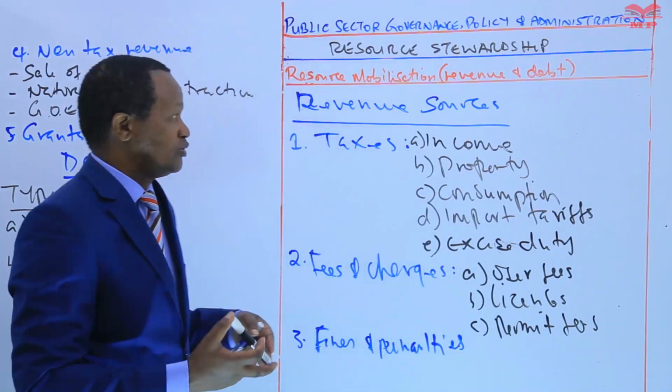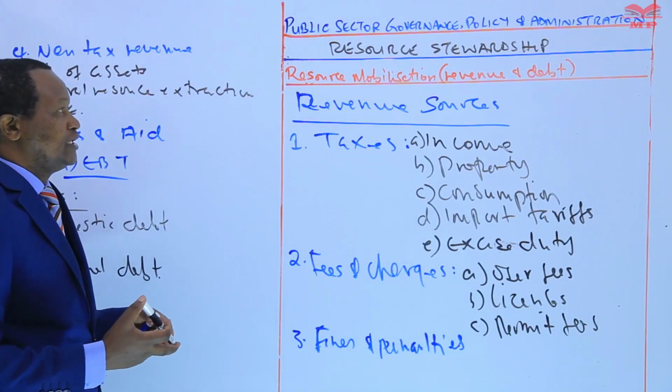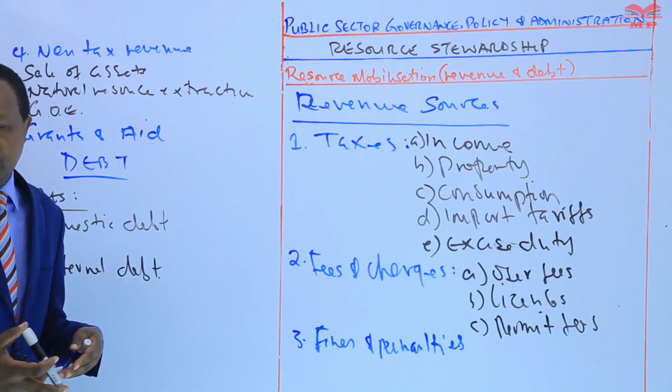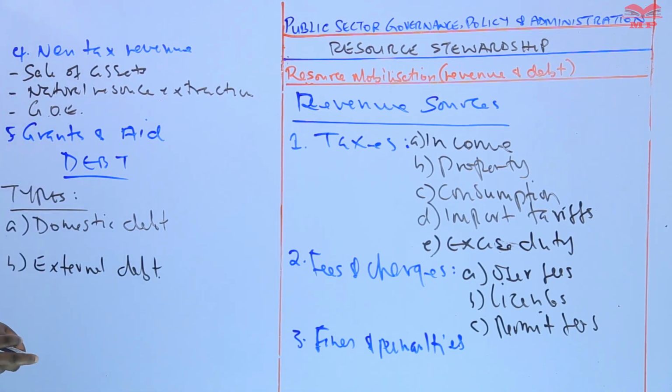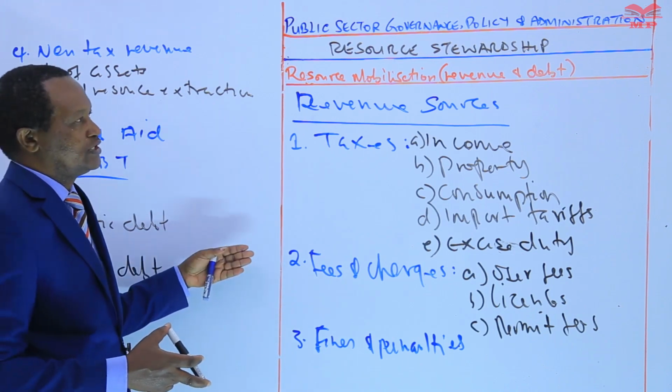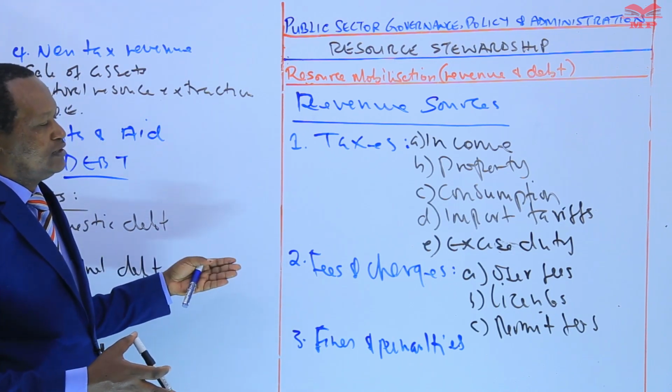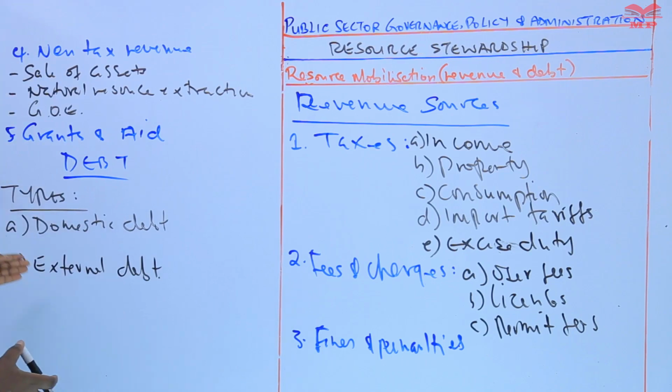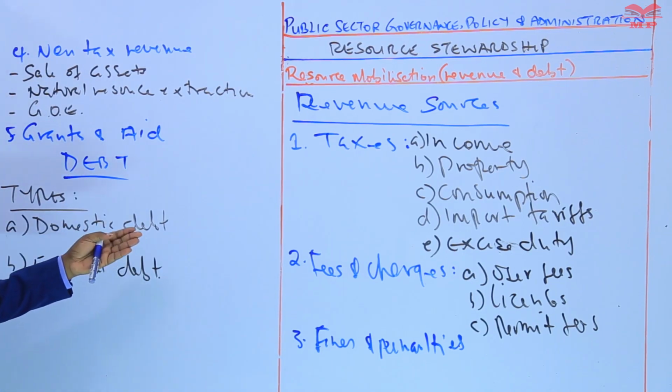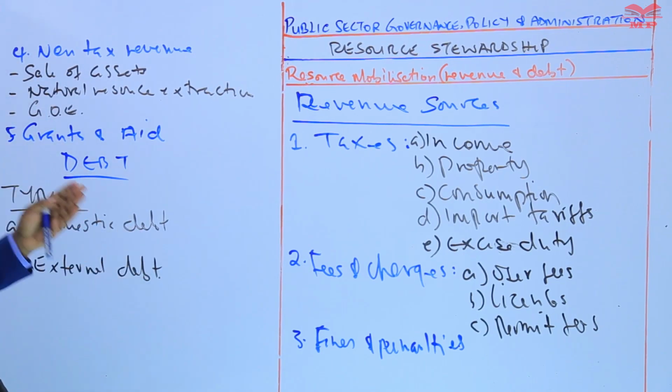So currently, that's all we can discuss today as far as resource mobilization is concerned. And we've outlined the revenue sources of government. We've categorized them into 5: taxes, fees and charges, fines and penalties, non-tax revenue, grants and aid.